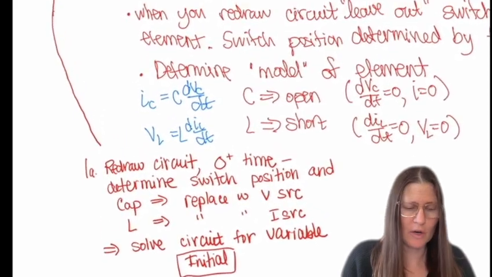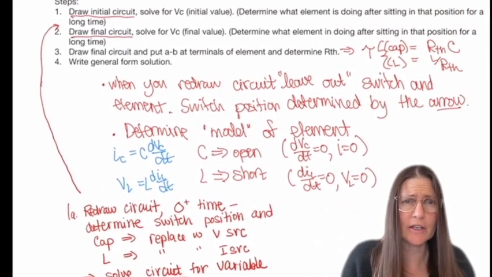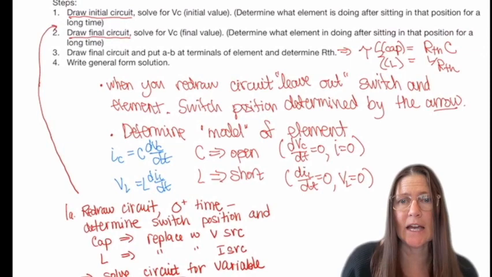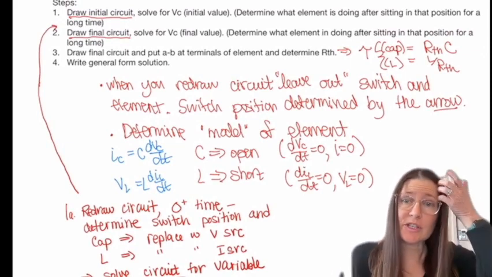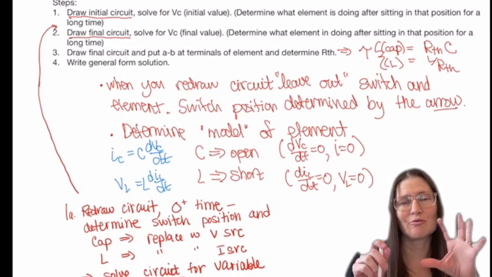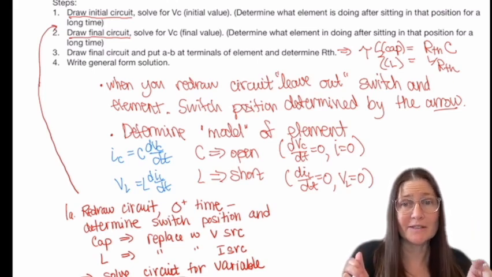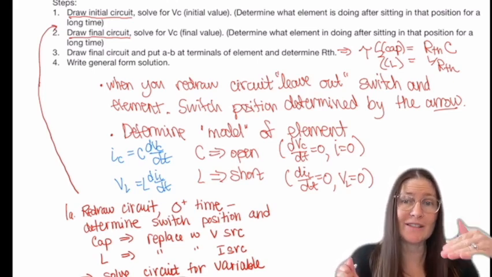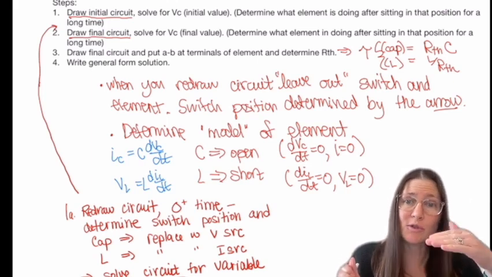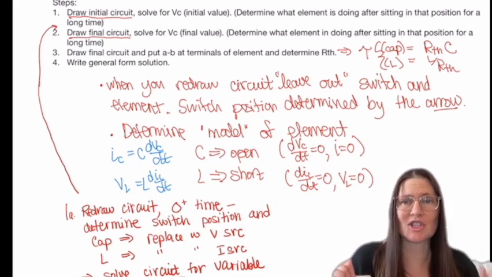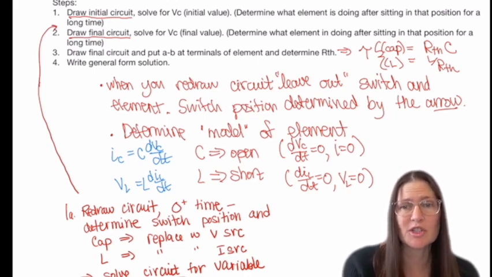After that, you're going to draw the final circuit. And then again, for the capacitor sitting for a long time, you're going to draw the circuit, leave out the switch, leave out the element, and replace the switch in its final position. So if it's closed in its final, or whichever position it's in, draw the position of the switch and then draw the element that's been sitting there for a long time. Again, capacitor's open, inductor's short.